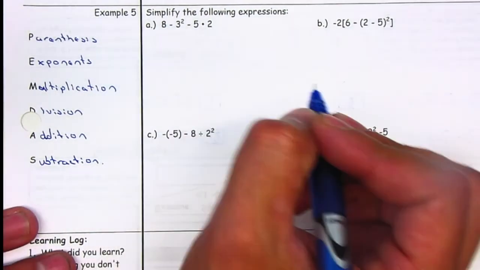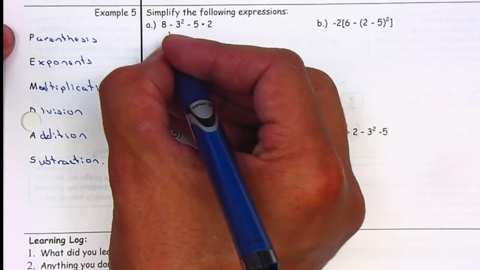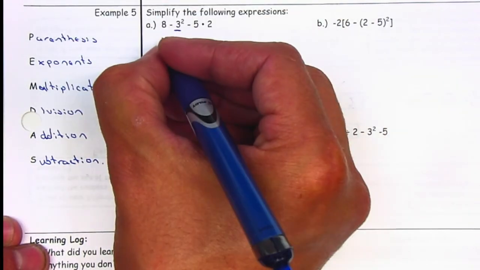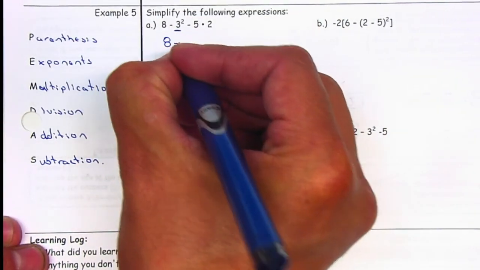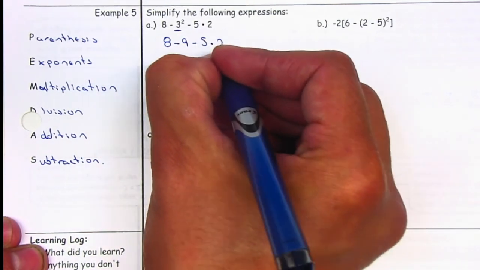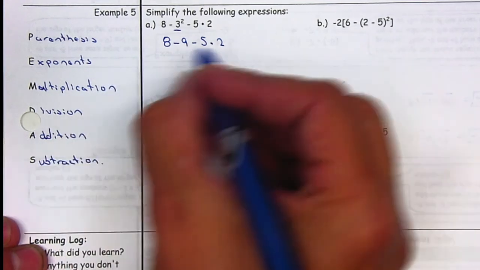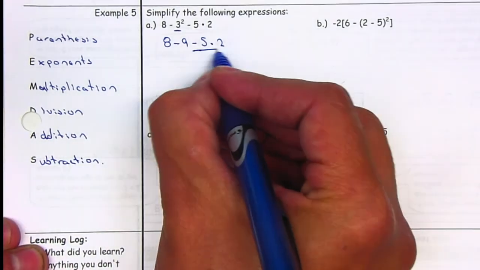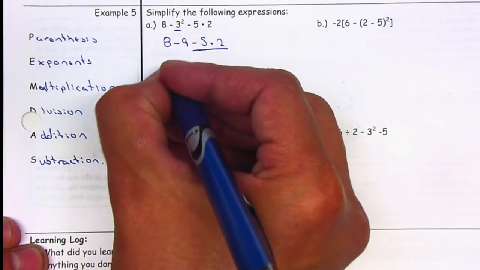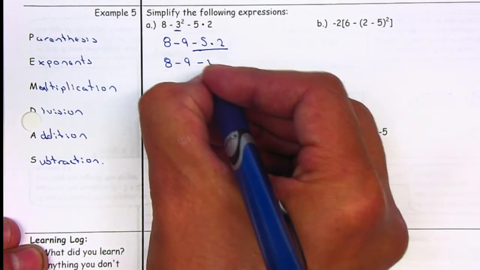First, example 5a, we are going to simplify. We don't have any parentheses, so we're going to be working on the exponents first. We're going to bring everything down. 8 minus 3 squared will be 9, minus 5 times 2. So we worked on the exponents. Next will be multiplication. We are multiplying negative 5 times 2. Remember that negative belongs to the 5. We have 8 minus 9. Negative 5 times 2 is negative 10.